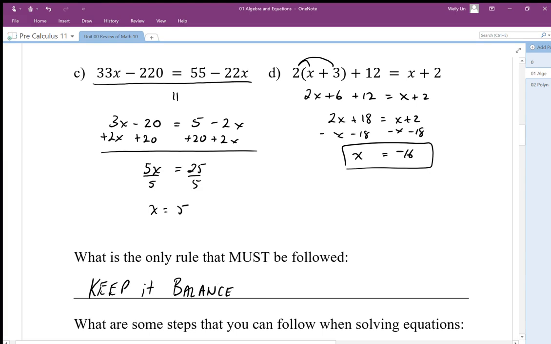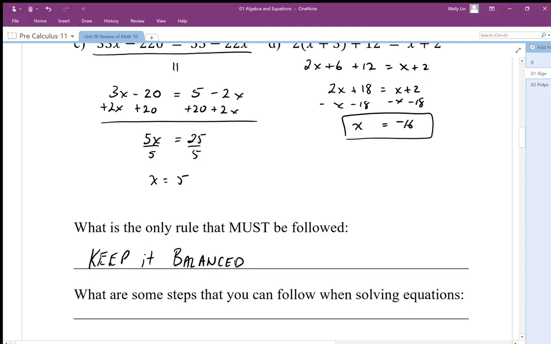Okay, so that's the only rule. Okay, now we want to solve for x. So sometimes we can do things that keep it balanced, which doesn't help us out. So we also want to be mindful that we're trying to solve for x. Okay, but you want to keep it balanced. So another way you can say this is what you do to one side, what you do to left side, you must do to right side.